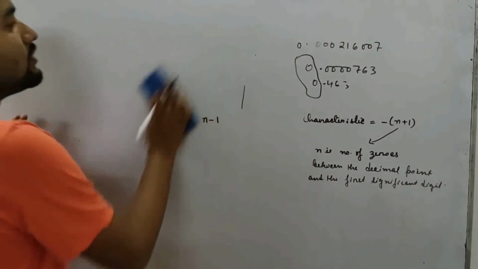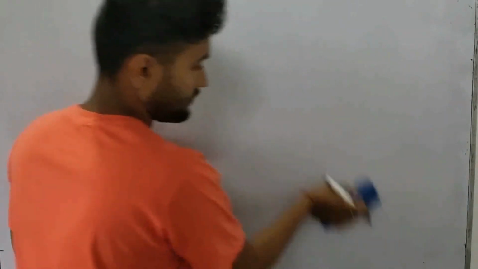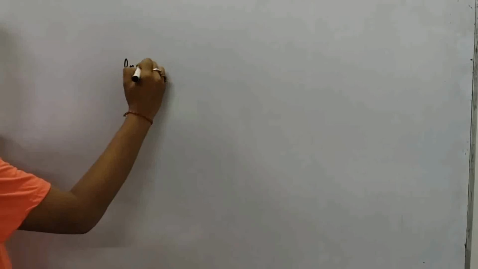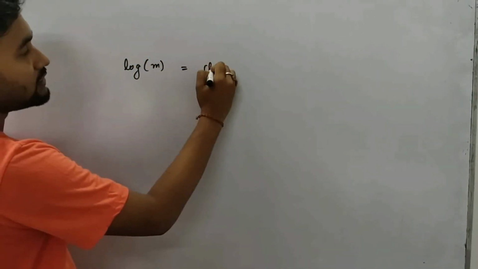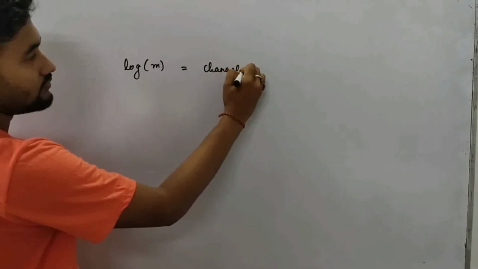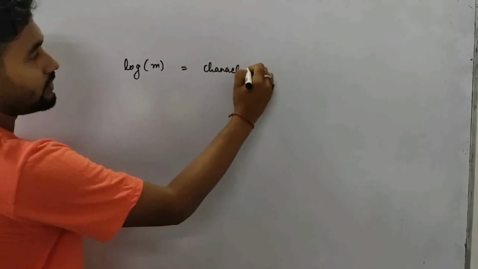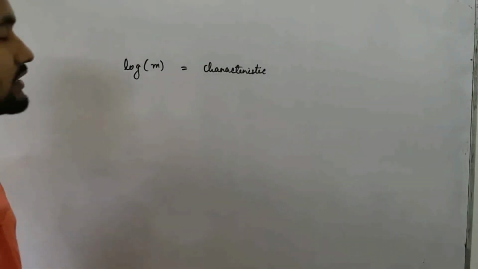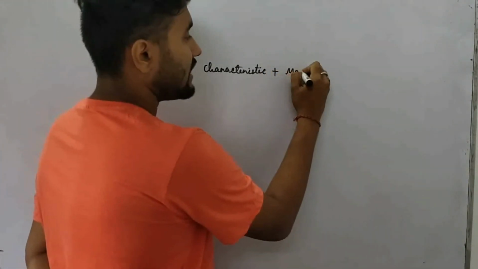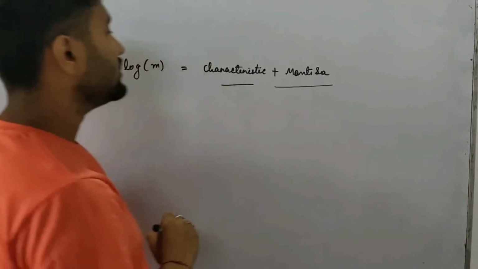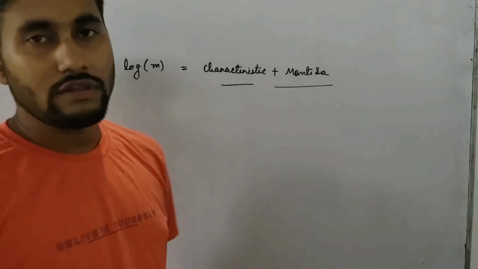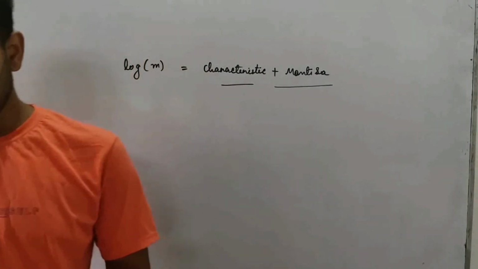So then how to find the logarithm value? Whenever you find the logarithm value, remember log values are written in this way. Say log of any number, say m. When you find this, at first you will have to write its characteristic, then plus mantissa. Then only you will get the value of the log. Understood? So this is how we will find it.